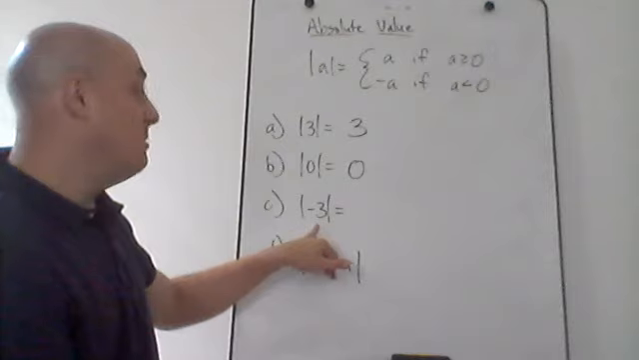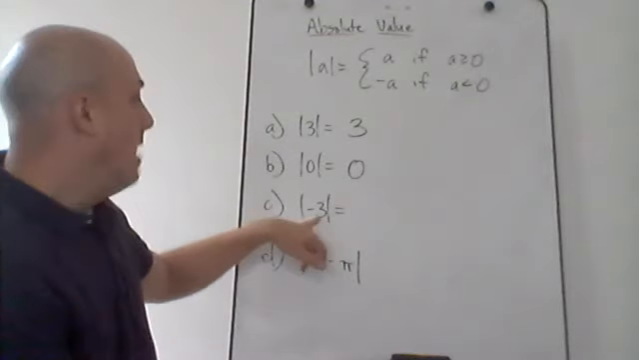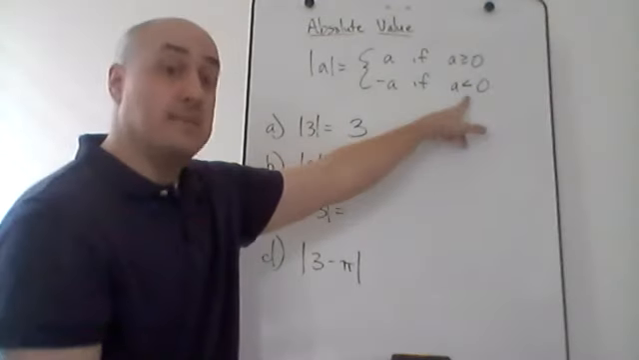Right? The absolute value of -3. All right, well, -3 is less than 0. Right?